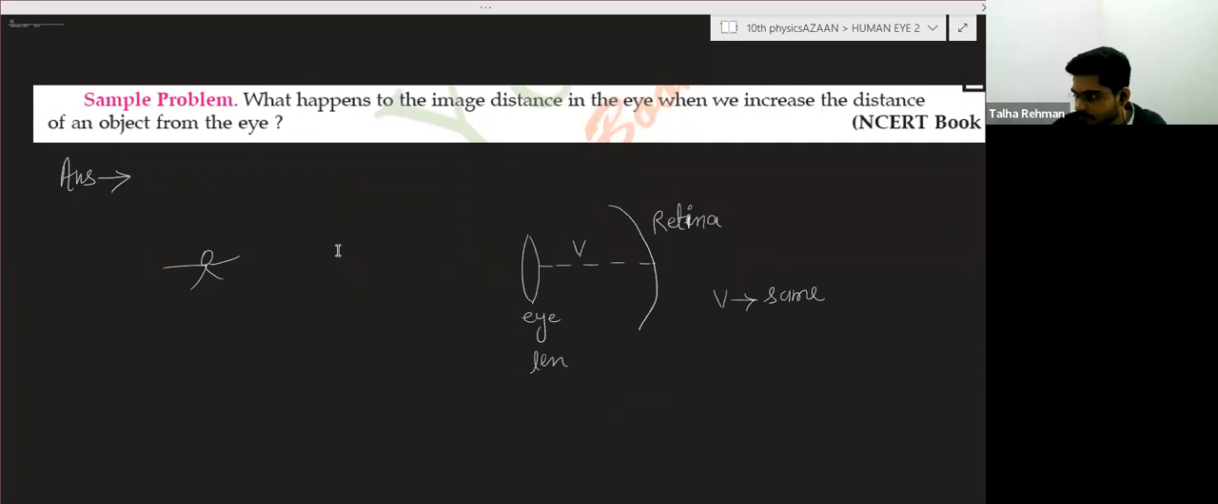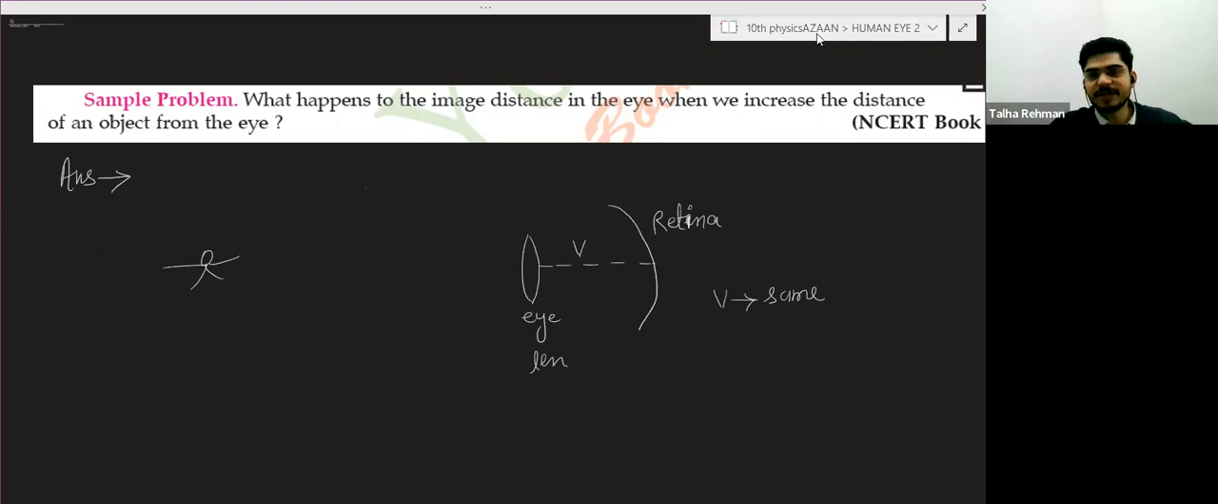Basically, we will here discuss three types of defects. Mainly, we will discuss two types of defects, and the third defect I will discuss later. First defect is known as myopia. In myopia, the person is not able to see the distant object clearly. And there is another defect, hypermetropia, in which the person is not able to see the nearby object clearly. And presbyopia I will discuss later.